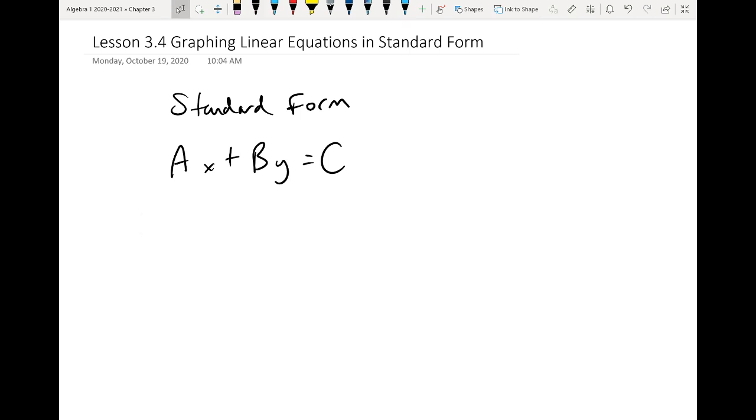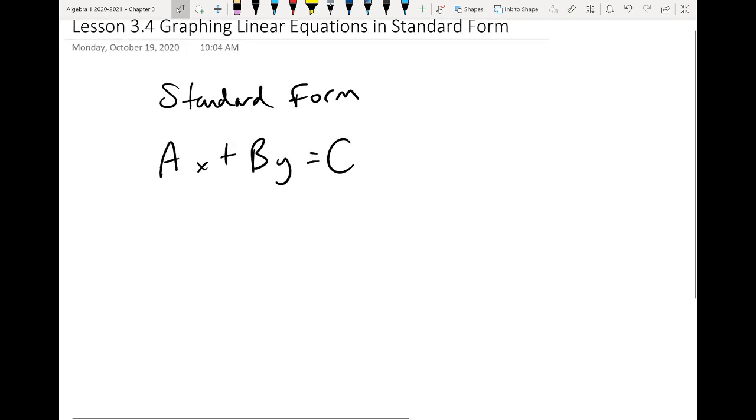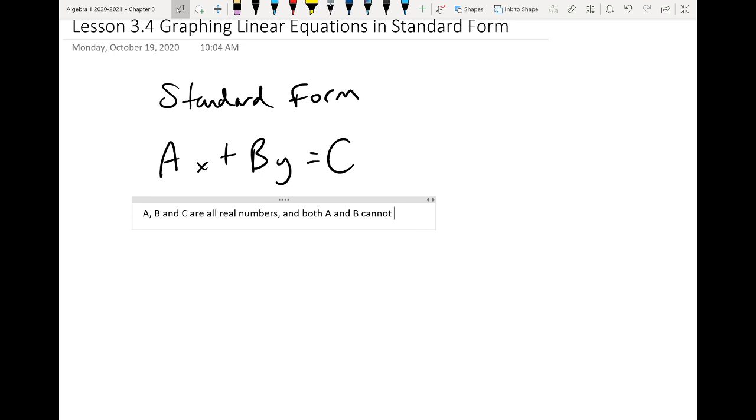Moreover, there's a couple exclusions here. The only way that we can actually have this is that A, B, and C are all real numbers, and both A and B cannot be zero. In other words, there's no equation if we actually have 0 as a coefficient for A and B. Consider what happens when we do that.